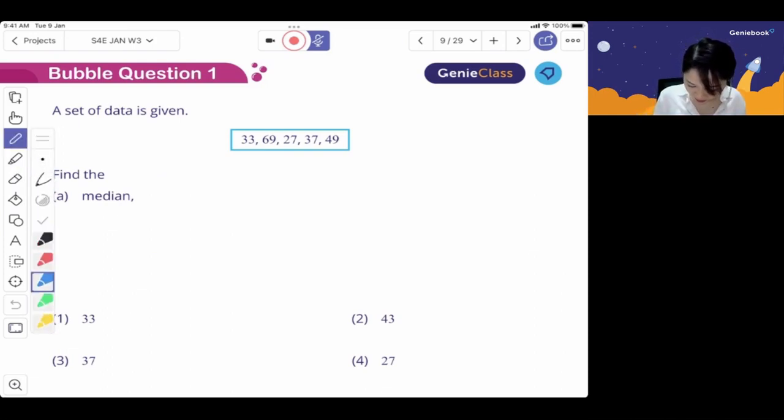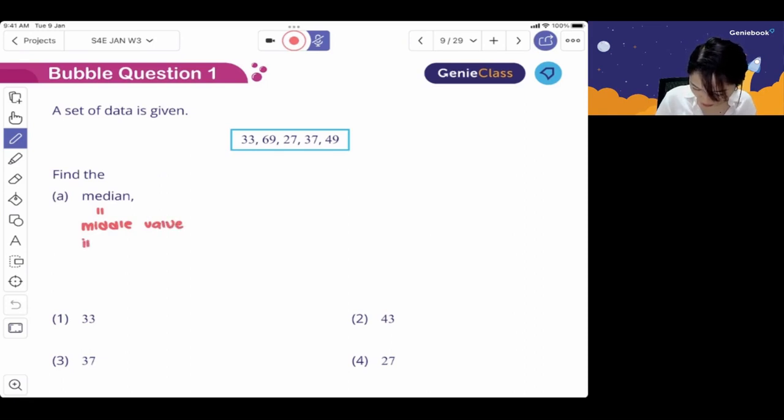Okay, so again, remember you have 5 pieces of data. So before you go about finding the middle number, you always need to rearrange, because the definition is middle value in ascending order.